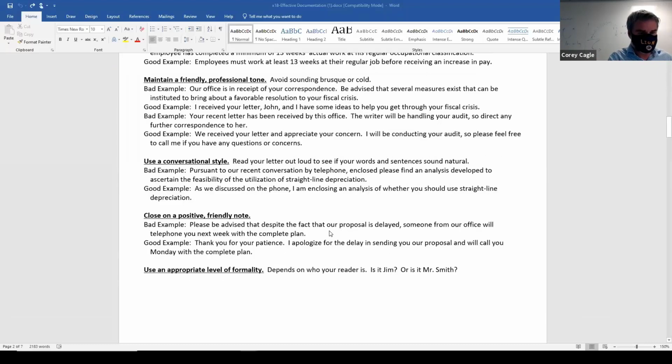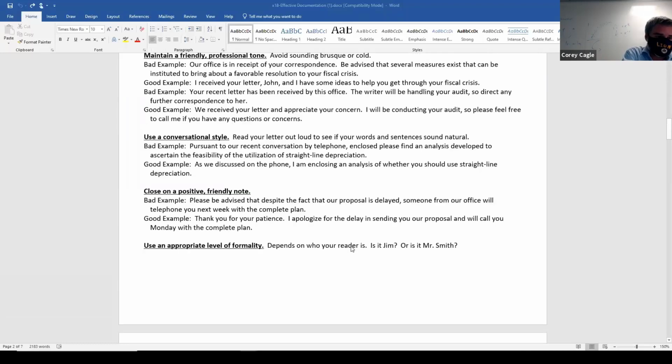A lot of these overlap. Use a conversational style. Read your letter out loud to see if everything sounds like something you'd actually say. It's more of the same. Bad example: Pursuant to our recent conversation by telephone, enclosed please find an analysis developed to ascertain the feasibility of the utilization of straight line depreciation. I think we got the point across, right? Don't write mess like this.